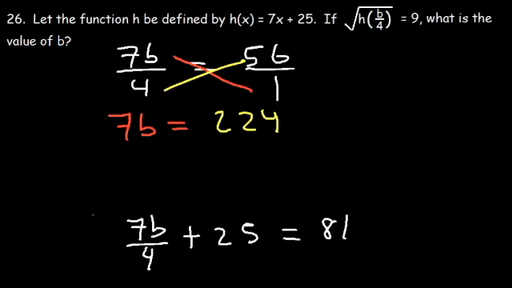So 224 divided by 7 is equal to 32. And so that's the answer. B has a value of 32.